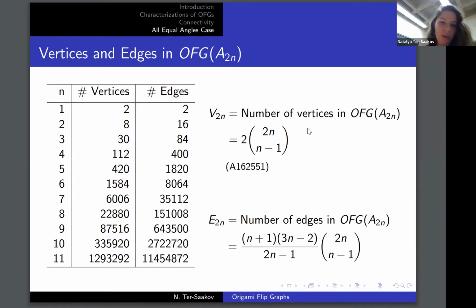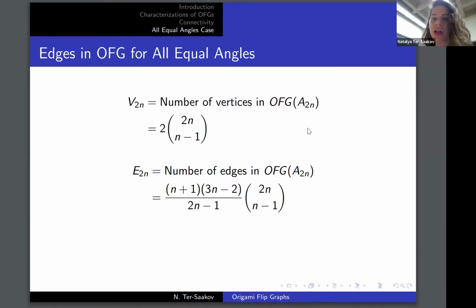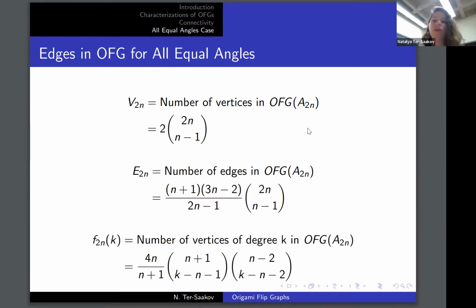And then we also decided, well, now we have a number of edges. It comes from the expected value of the degree of every vertex times the number of vertices. You can sort of see that here. Perhaps we can find the number of vertices of each degree. And we found a formula for that, proven by a collaborator named Jonah.